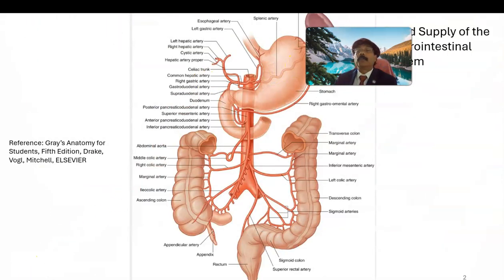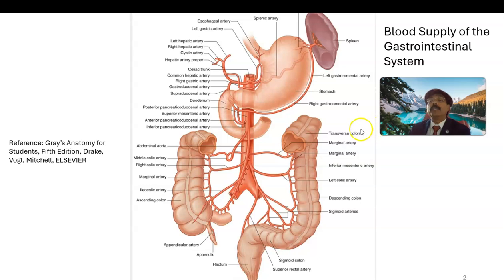So if you look at the blood supply of the gastrointestinal system, we have three ventral branches. One is the celiac trunk for the foregut derivatives, the superior mesenteric artery for the midgut derivatives. Part of the midgut has been taken out, like the jejunum and ileum. And the inferior mesenteric artery supplies the hindgut derivatives, like the left colic flexure or splenic flexure, the descending colon, the sigmoid colon, rectum, and anal canal up to the pectinate line.